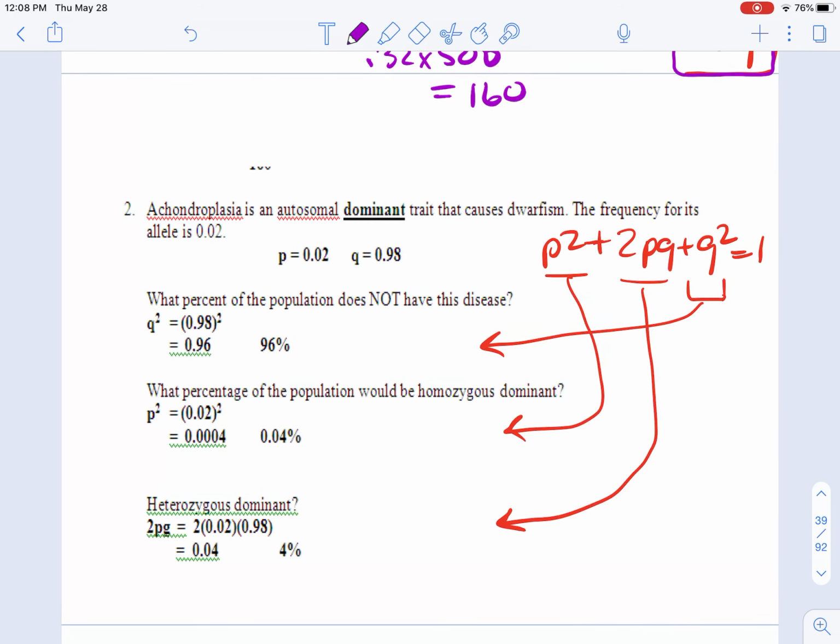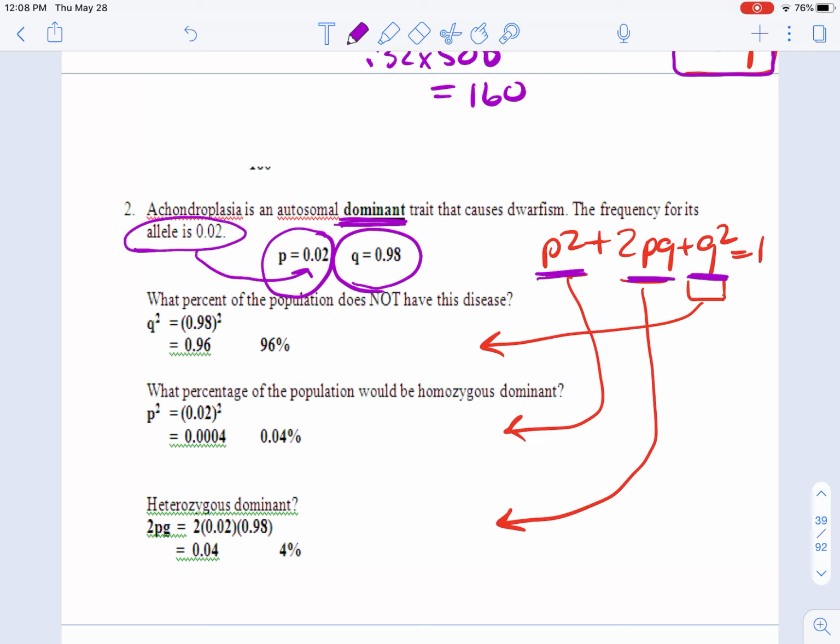Okay, the achondroplasia says that it's autosomal dominant, and it tells you the allele frequency. Now, guys, when it tells you allele frequency, and it says it's dominant, that is p. Sometimes they do come and tell you the allele frequency. If p is 0.02, 1 minus that will give you the q of 0.98.